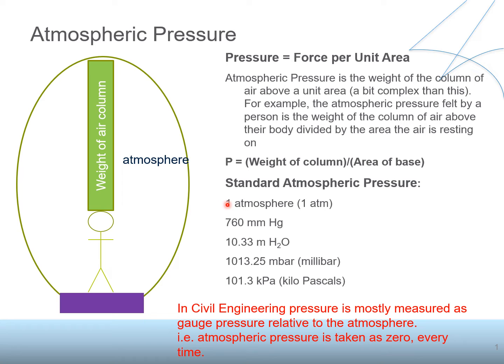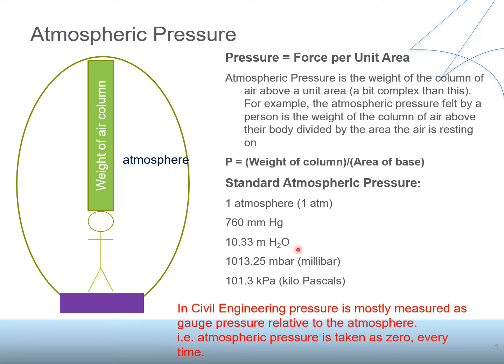So that 1 atmospheric pressure is also equivalent to 760 millimeter of mercury. So one of the units we use to represent pressure is mmHg. So 760 millimeter of mercury or 10.33 meter of water. We know mercury is denser than water, and that's why for the same pressure, this will be 760 millimeter mercury, and for the same 1 atmospheric pressure, it will be 10.33 meter of water.